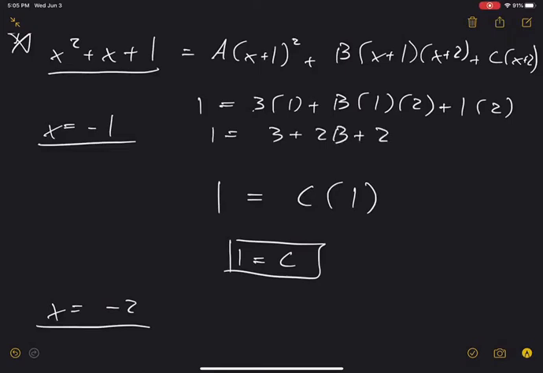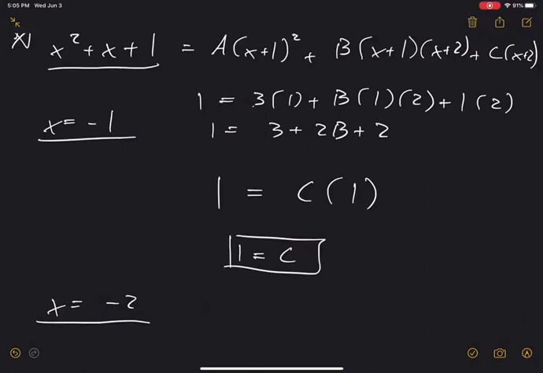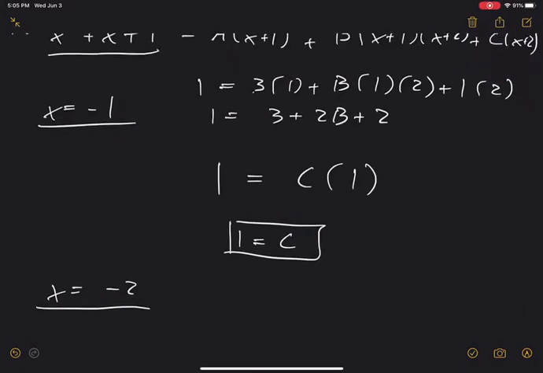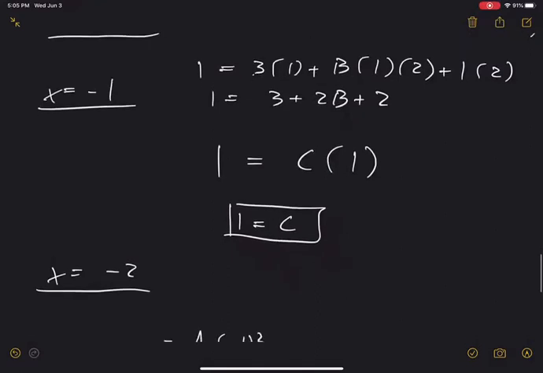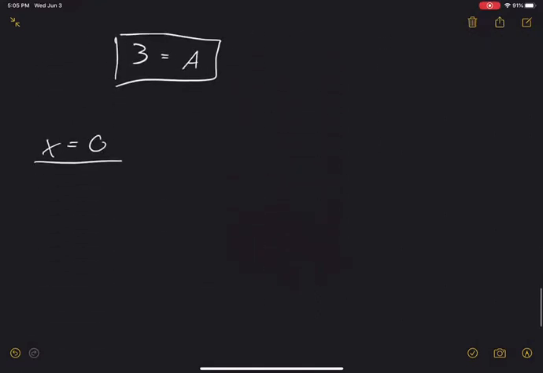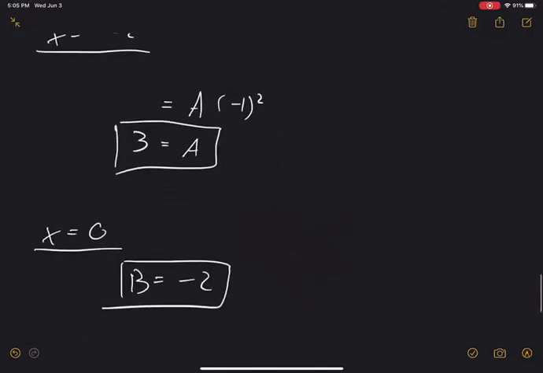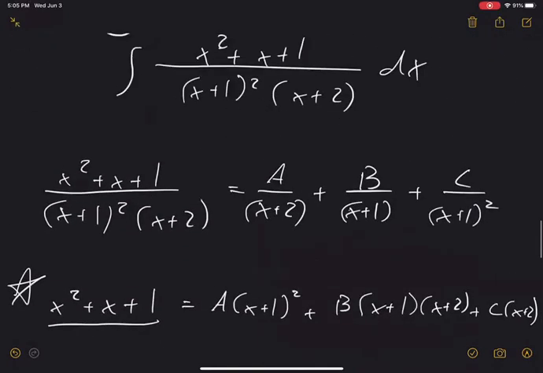Okay, now it's just solving for b. So if I have this equation, let's see, I would have -2, -4 equals 2b, so b equals -2. Okay, now let's just plug our constants into this.